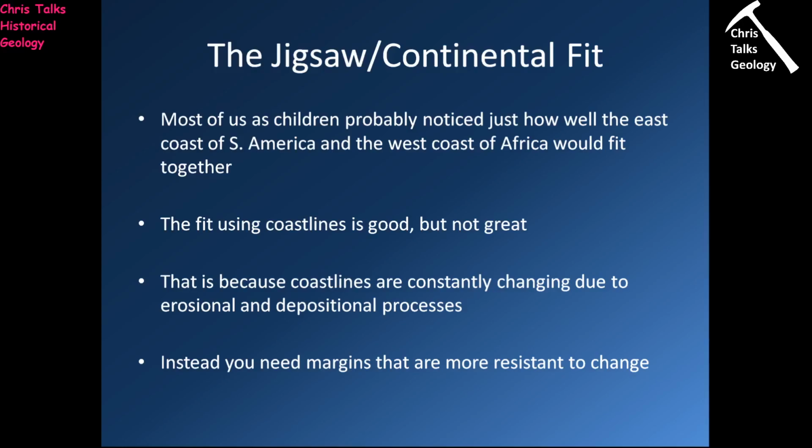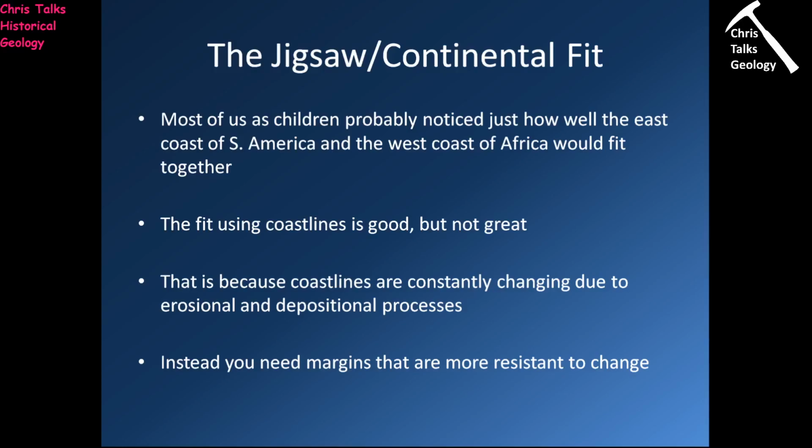Now, if we were to take a pair of scissors to a map and cut out the continents and try and arrange them, we would get a fit that was good, but it's not great. The problem is that the coastlines of the continents are constantly changing. They're constantly being eroded, or sediment is being deposited. And so this means the coastline is not the same coastline that was around, let's say, 252 million years ago.